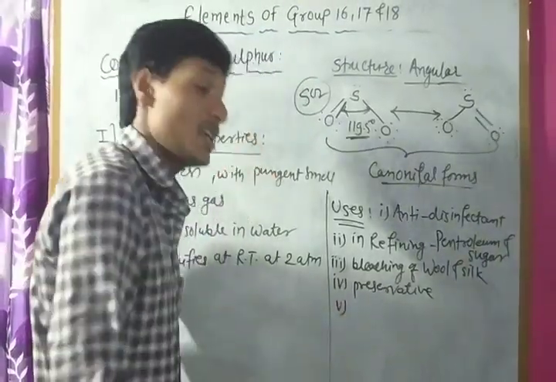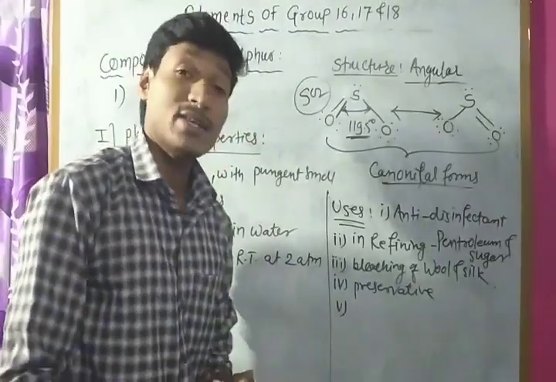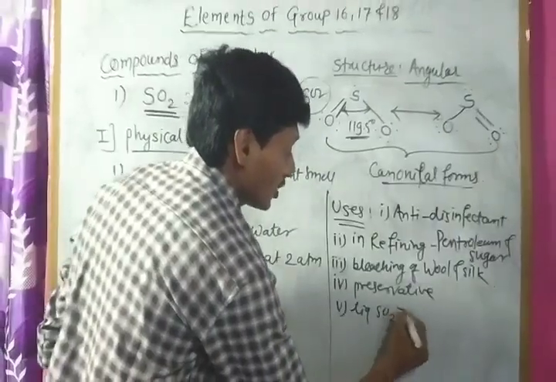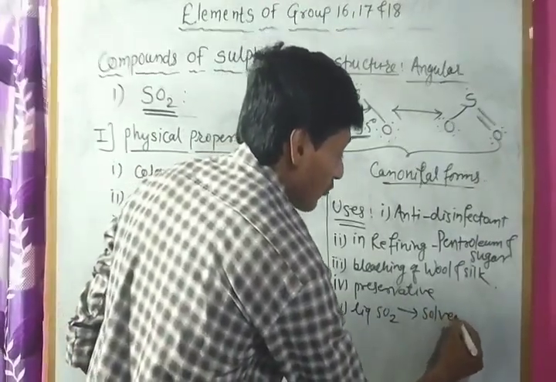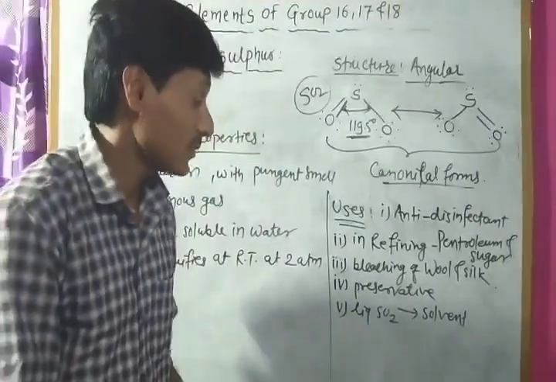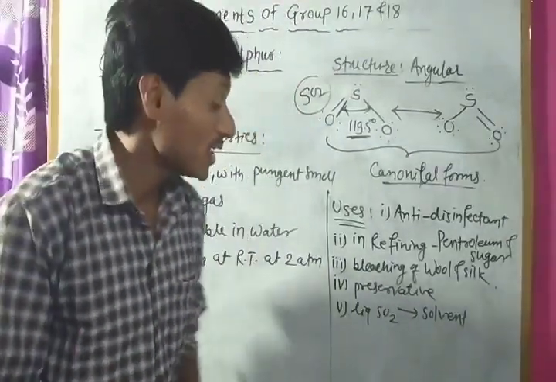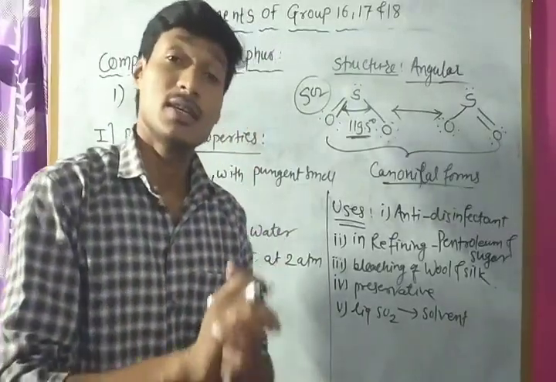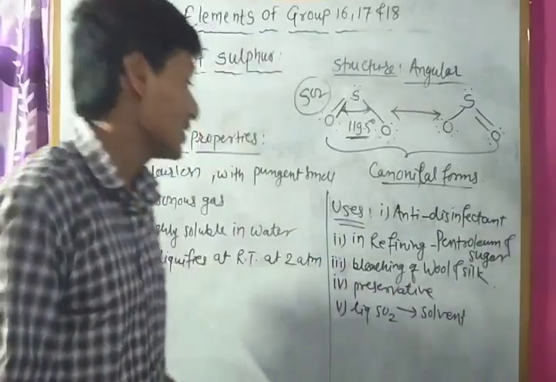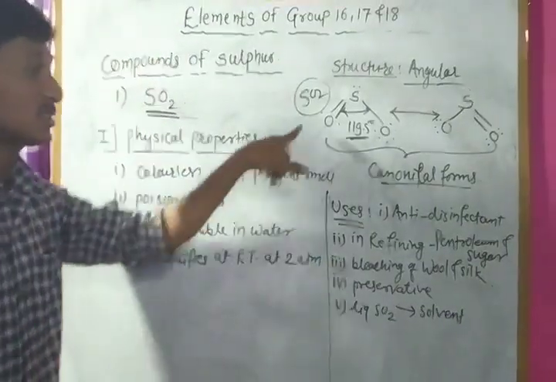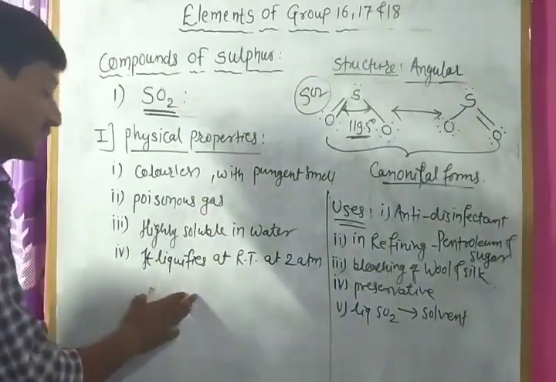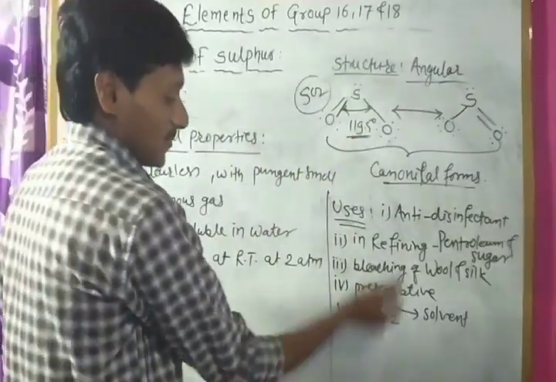Next one is, if we take liquid SO2, it is used as a solvent for dissolving many organic and inorganic chemicals. So keep in mind the uses of SO2. So we discussed the physical property, structure and uses of SO2 in short. So physical property we see here, next structure and next uses.